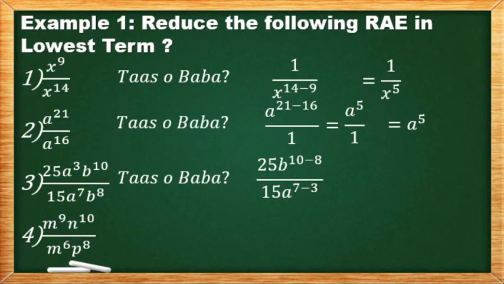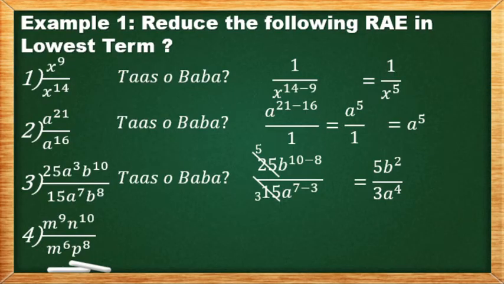Then, sa numerical coefficient, we need to find the GCF of 25 and 15. Their GCF is 5, correct. So, divide natin. 25 divided by 5 is equal to 5, and 15 divided by 5 is equal to 3. So, ang magiging sagot natin ay 5b squared all over 3a raised to 4. Kasi ang exponent ng b, 10 minus 8 is equal to 2. That's why squared. Sa a naman, 7 minus 3 is equal to 4. That's why a raised to 4.